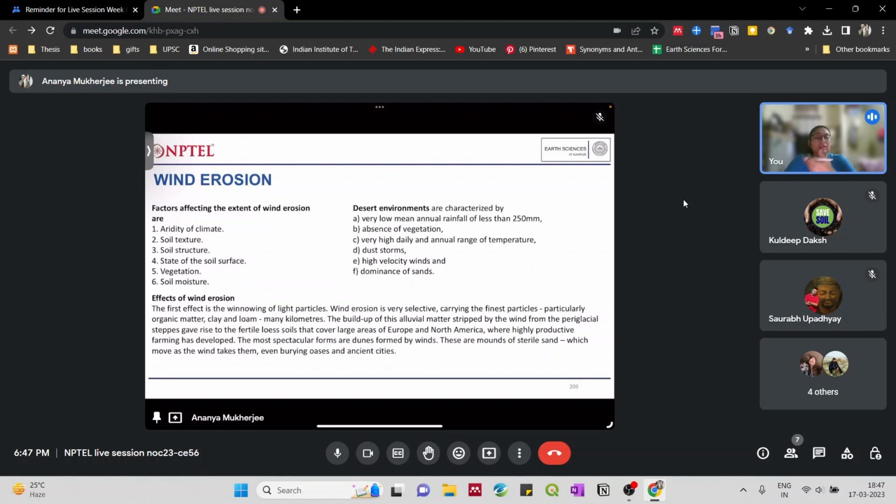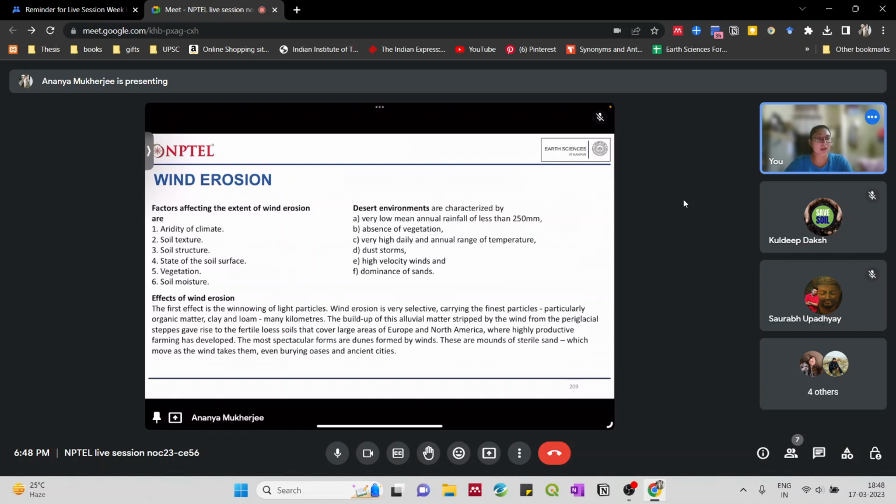If the wind's velocity is much higher, then it can pick up the coarser grains and drag those, or transfer those sediments to certain distances, not very large distances. But the finer particles that are picked up by the wind can be transported over long ranges of distance. After a certain time, these fine particles are going to get deposited.